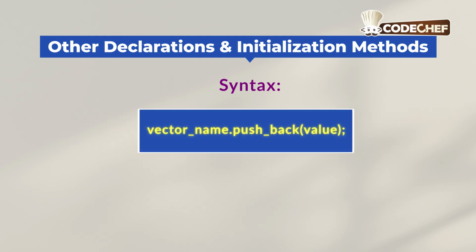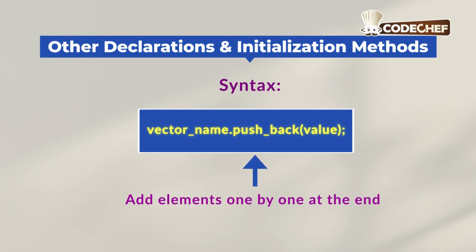Then we have vector name dot push underscore back, and in bracket we are writing value, bracket close and semicolon. So it is used to add elements one by one at the end of the vector. Now let us go to the CodeChef platform to see an example of this kind of declaration and initialization.